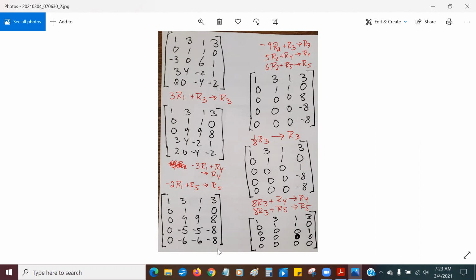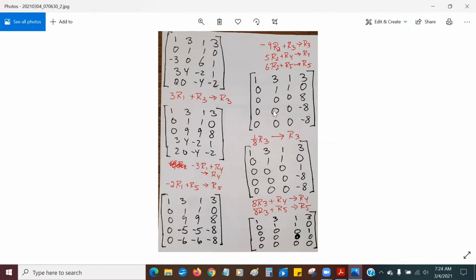Now I am going to do 3 things at once. I want to get rid of all these numbers and turn these all into zeros. So all the numbers beneath this leading 1, I want to turn into zeros. I'm going to take row 2, add -9 of row 2 to row 3, add +5 of row 2 to row 4, and +6 of row 2 to row 5.